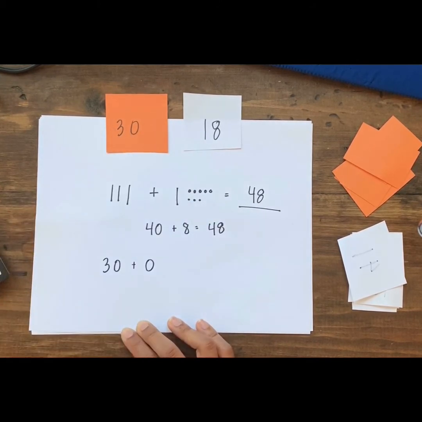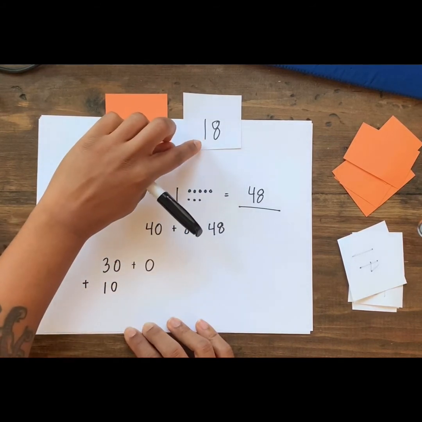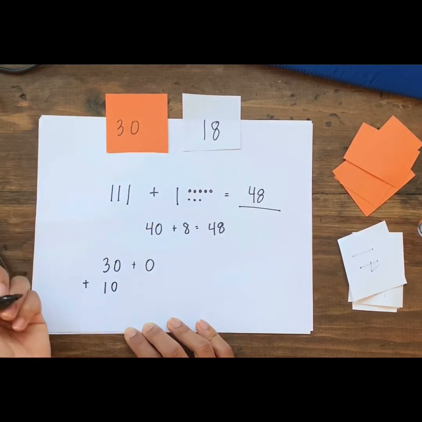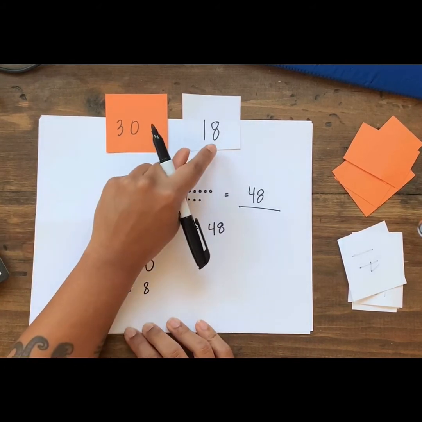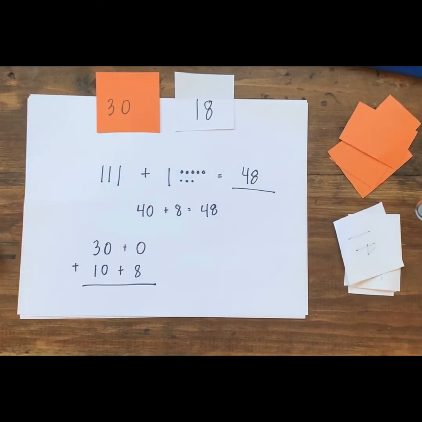How could we write 18 in expanded notation? Say it out loud. Yes, we could write 18 by writing 10 to represent the 1 ten in the tens place, plus 8 to represent the 8 ones in the ones place. Now that we have our expanded notation, how do you think we could find the total? That's right. We could add the ones together and add the tens together.